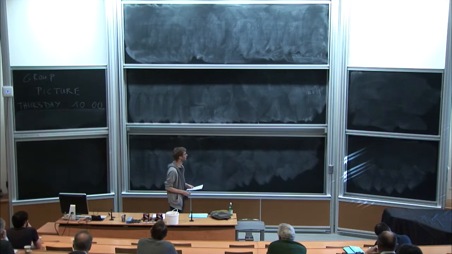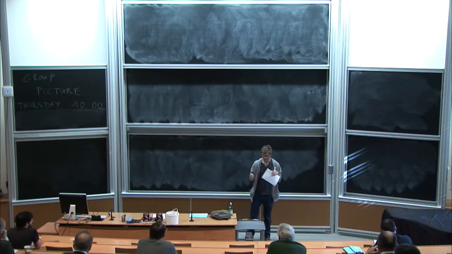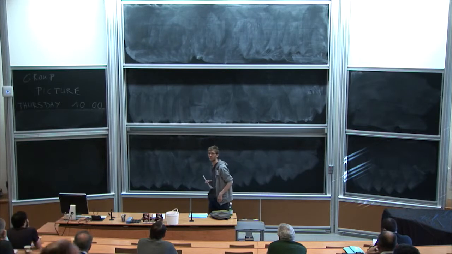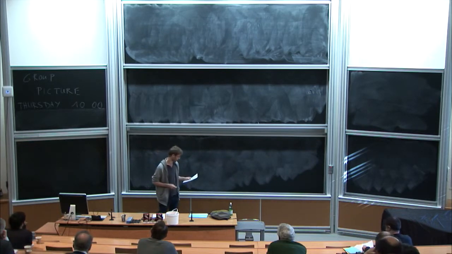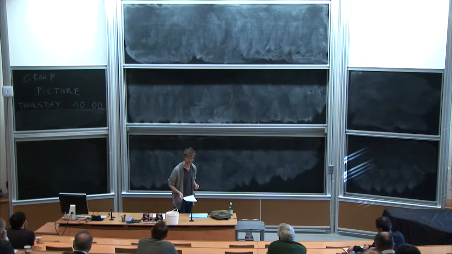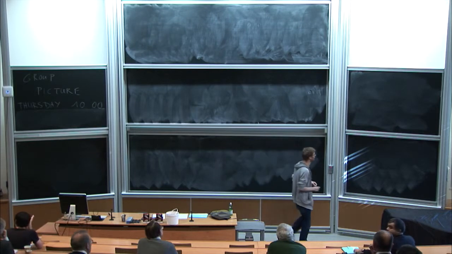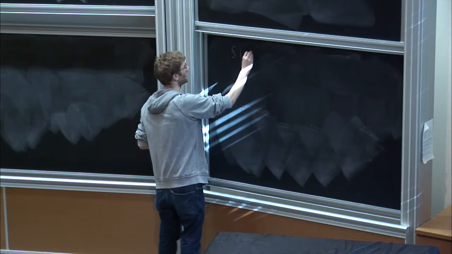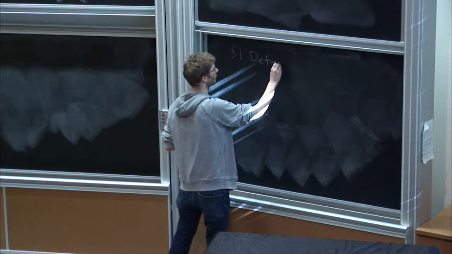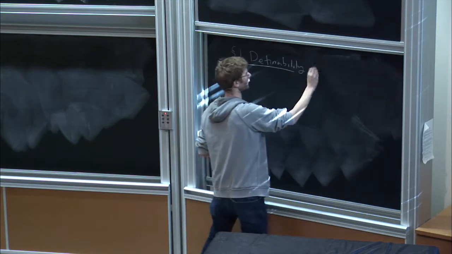So I'm going to talk about the Pila-Wilkie theorem, which is about counting rational points on sets definable in O-minimal structures. So I'll start by just talking about definability briefly. I'll give a quick description of definability, and the Pila-Wilkie theorem.